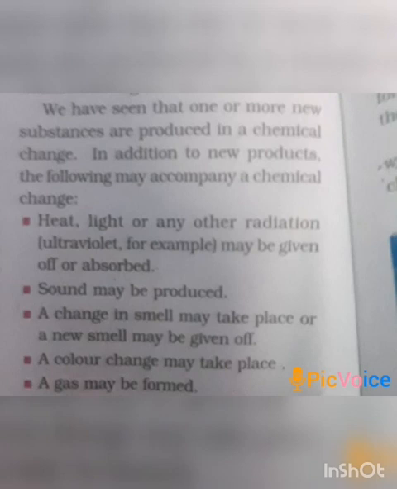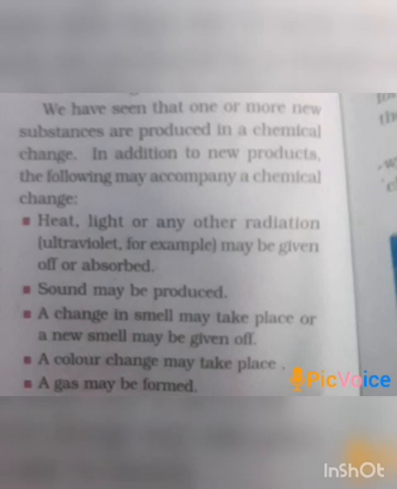Burning is always accompanied by production of heat. Isn't it, children? Yes. That's why the burning of magnesium gives heat and light, a brilliant white color light. Yes. Then explosion of firework is a chemical change.